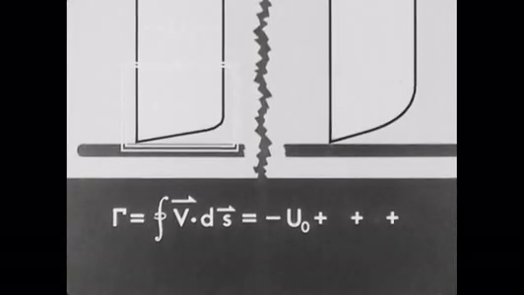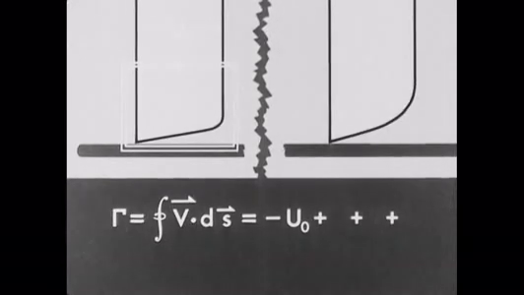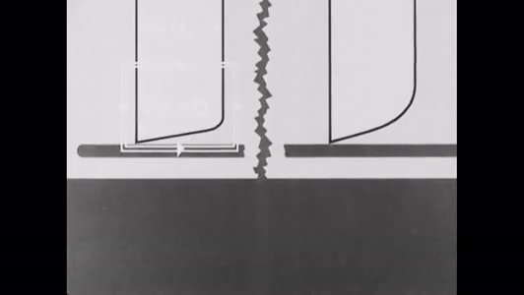At the top, the local velocity is parallel to the contour, but in the opposite sense. The components of velocity along the right and left parts of the contour are virtually zero. Because there is no slip, the velocity contribution to the circulation at the surface is in fact zero. Therefore, the circulation is minus the free stream velocity times a unit length.